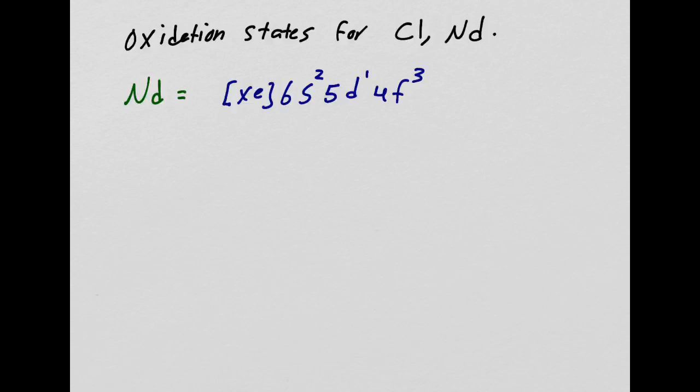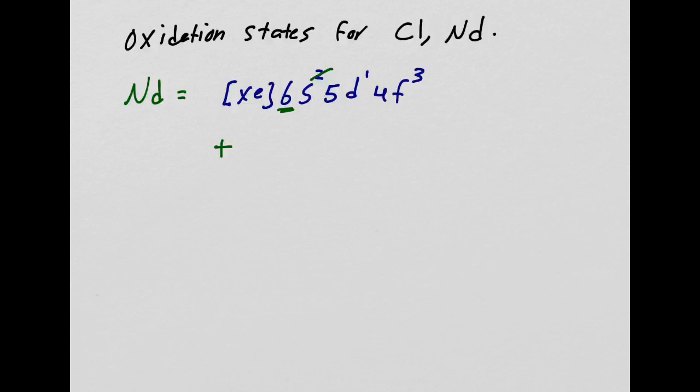Now, we've talked about this. You lose and you gain from the highest n. So what is my highest n? My highest n is 6. Because as the n is higher, you're far away from the nucleus, so it's easier to lose or to gain electrons. So the first ones I'm going to lose are those 2. So my first one is what?